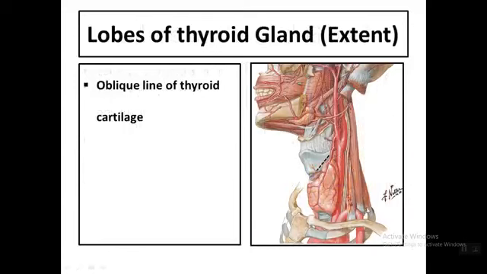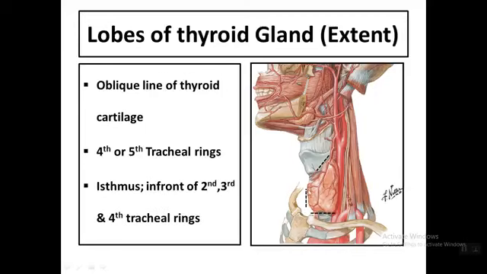This is a lateral view of the neck and the thyroid gland. This is the thyroid gland. This is the left lobe. ويعني راح نشوف هنا الاكستنت، قاعد نشوف أن الابيكس reaches the oblique line of the thyroid cartilage. The base is at the fourth or fifth tracheal ring. وقلنا الاسمس at the midline extends in front of the second, third, and fourth tracheal rings. نشوف العلاقة الوثيقة in between the thyroid gland, the larynx and the trachea.